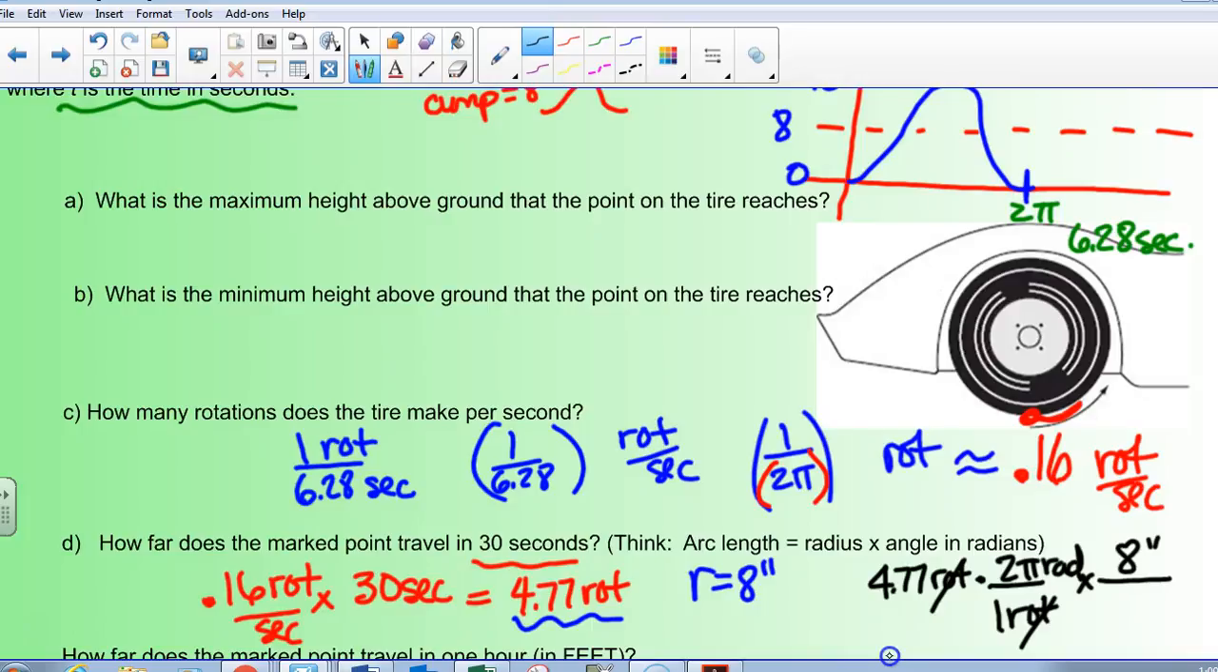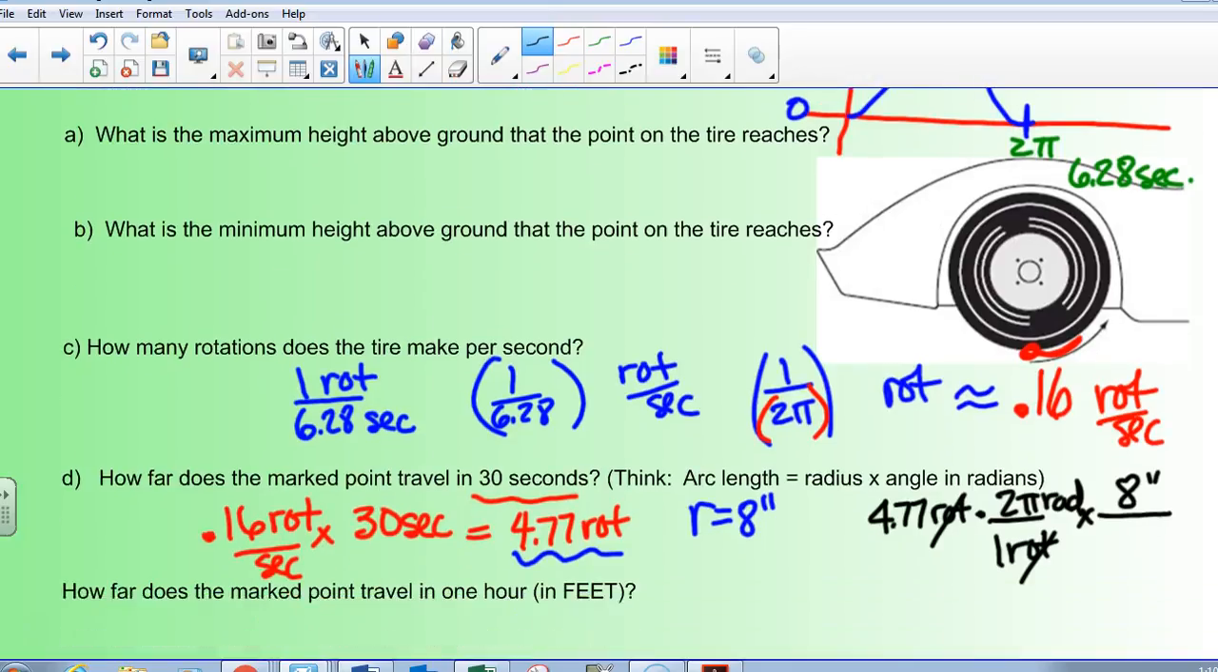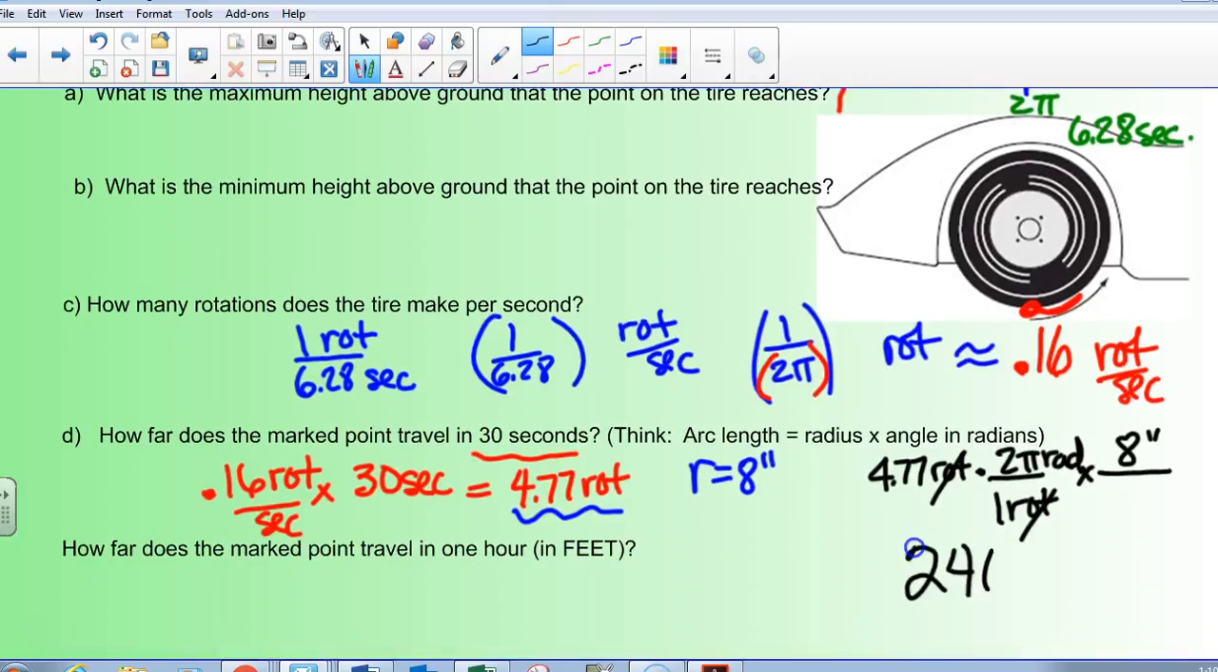It actually should come out 240, I think, because that 4.77 was actually 1 over 2 pi, so the pi would cancel, but I'm sure we'll get close enough. All right, so we got around 240 inches. What would that be in feet? 20 feet, okay. So the actual paint around the edge traveled 20 feet.